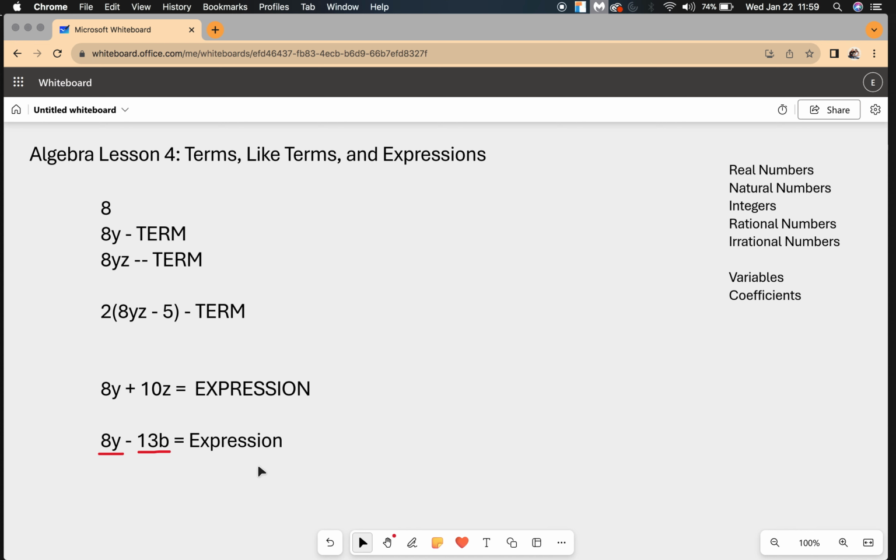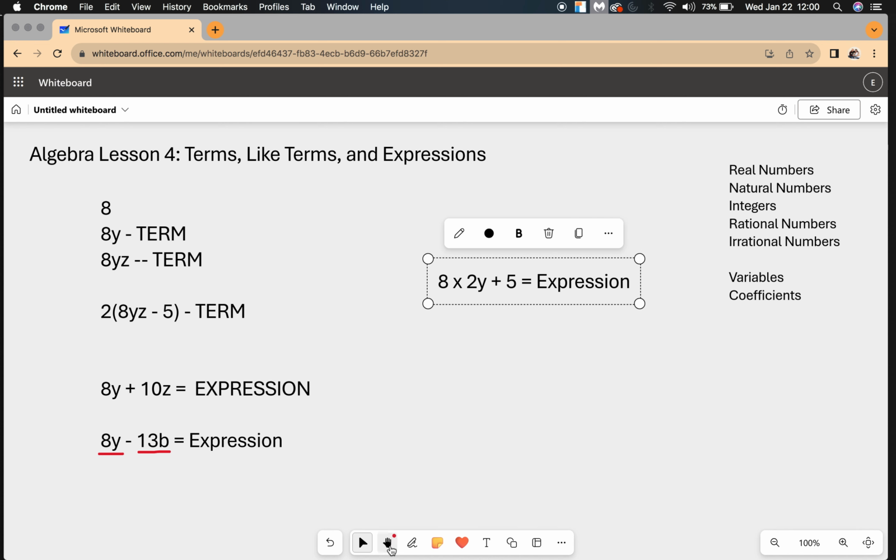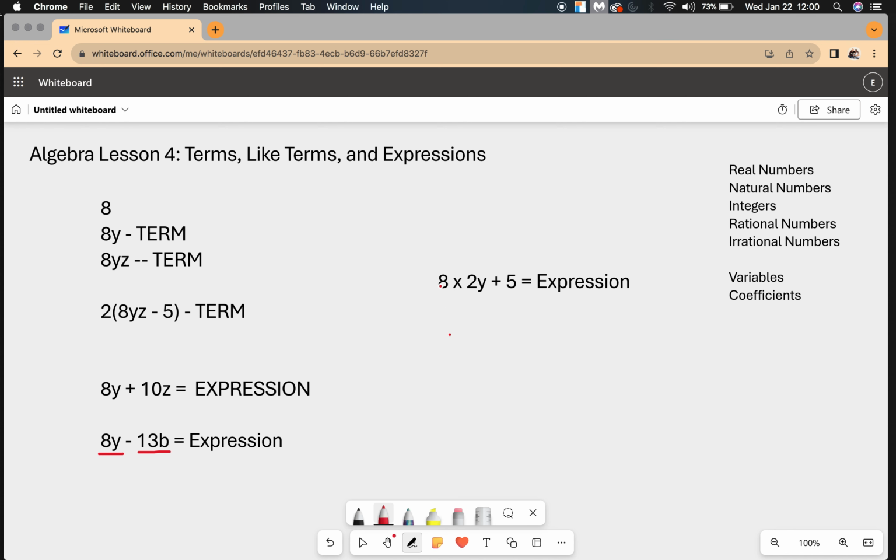If you had something like, sorry, I need my, there we go. So let's say we had 8 times 2y. Oh, sorry, that gets confusing. This is a times sign. 8 times 2y, and then we do plus 5. This would be an expression, but this expression only has 2 terms. The 2 terms are, this is term 1, 8 times 2y, and then plus 5. And anything that's multiplied or divided like this is still part of a term because multiplication and division affect the quality of that number itself.